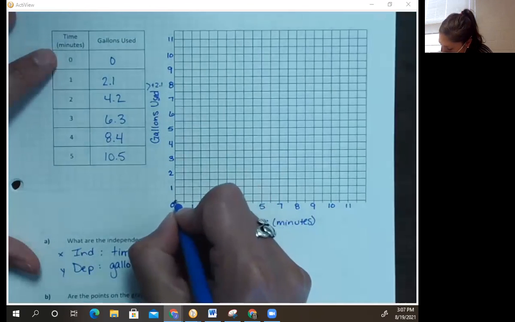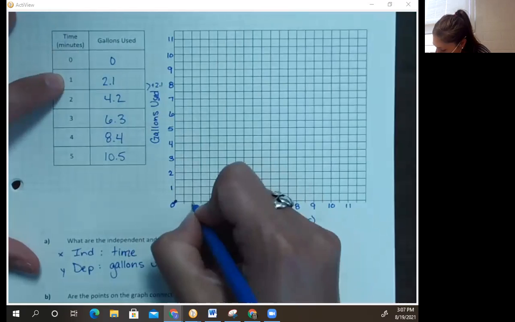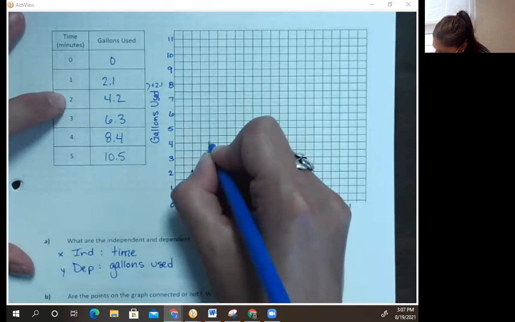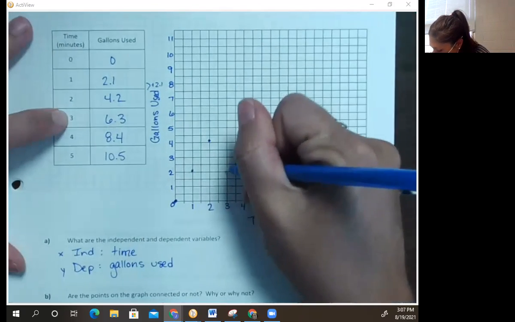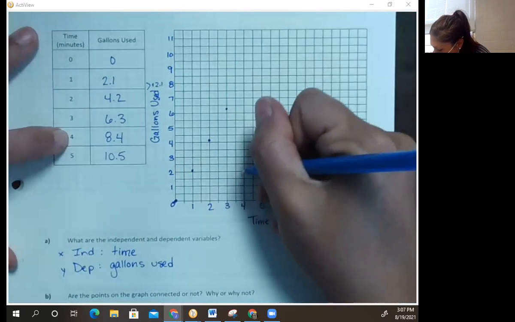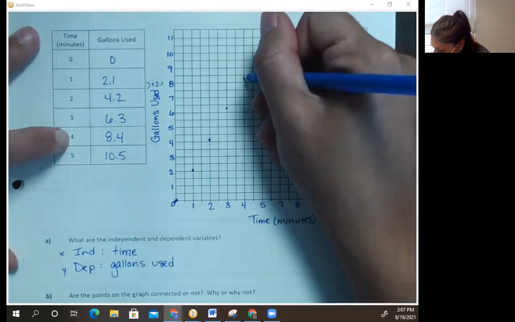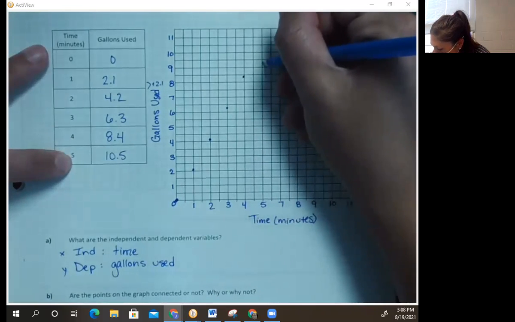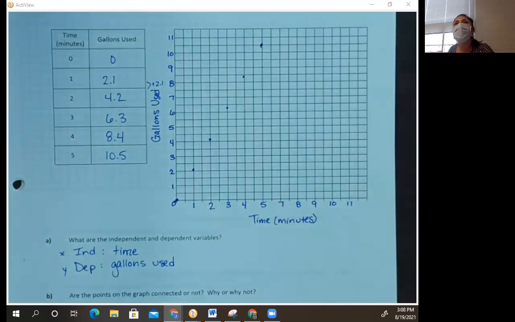And then once I have my axes labeled, I can plot my information. So I've got the point 0, 0, 1, 2.1, 2, 4.2, 3, 6.3, 4, 8.4, and 5, 10.5. So I plotted my points.